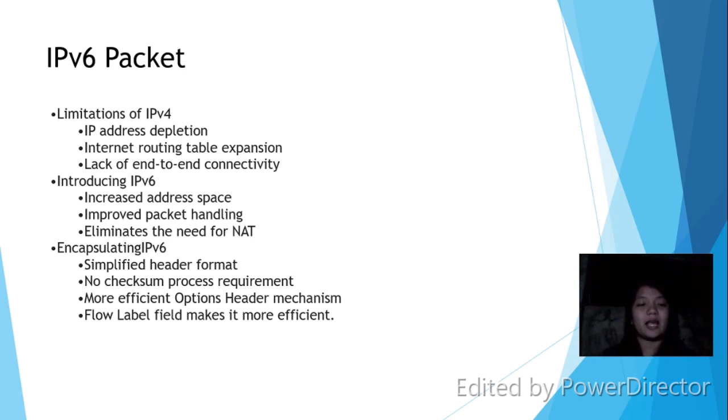Then introducing IPv6. Increased address space. So in IPv6, they have more space. Improved packet handling eliminates the need for NAT. So it is easier to handle IPv6 packets. Simplified header format. No checksum process requirement. More efficient options header mechanism. The flow label field makes it more efficient.